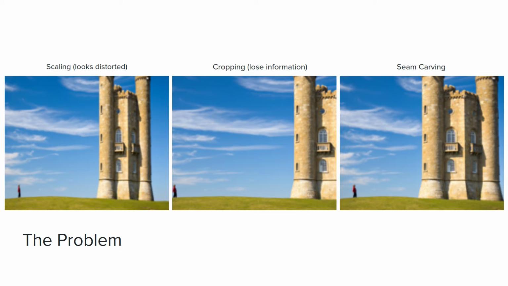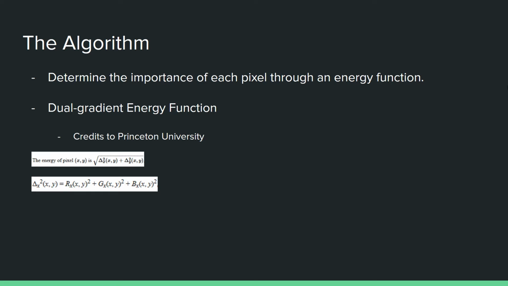The solution comes with seam carving, which is an algorithm for content-aware image resizing, and in this particular case, shrinks an image to the desired dimension. The algorithm is as follows. First, you determine the importance or energy of each pixel through an energy function. There are many algorithms that you can use for the energy function, but I decided to implement the dual gradient energy function, which I give credits to Princeton University.